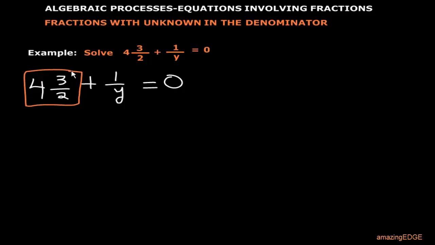Okay, fine. So having said that, we first of all transform this into an improper fraction. This is a mixed number, so we have to convert it to an improper fraction. To do that, it is 2 times 4, which is 8, plus 3, that will give us 11 over the denominator 2, now plus 1 over y, everything still equal to 0.